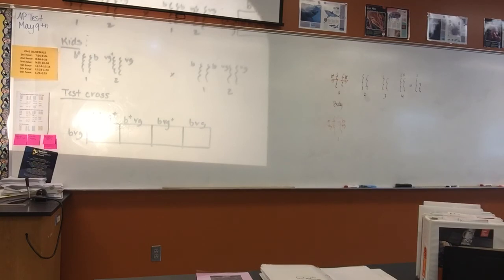Right, so then there would be two combinations: B plus and G plus, and the test cross. So they could either give this one, so it makes smaller chromosomes because there's less, and then you can do a test cross.